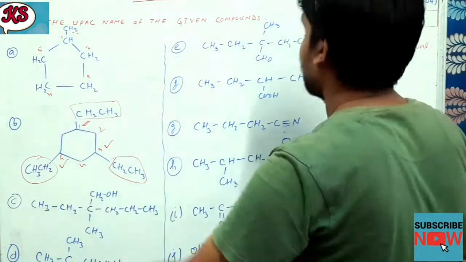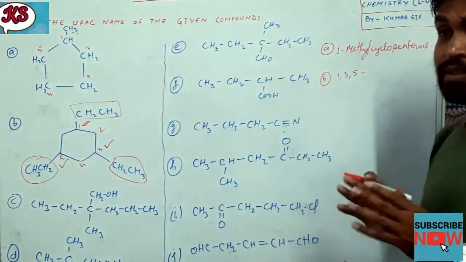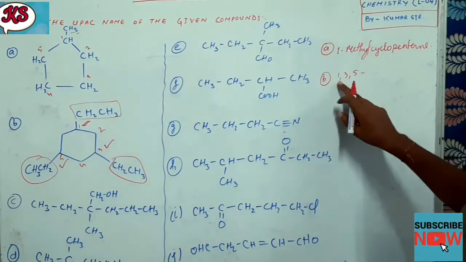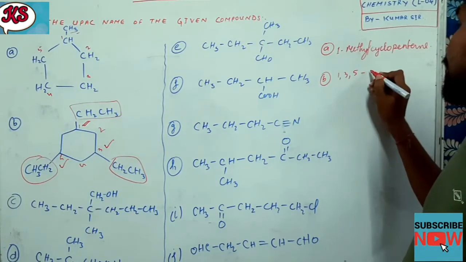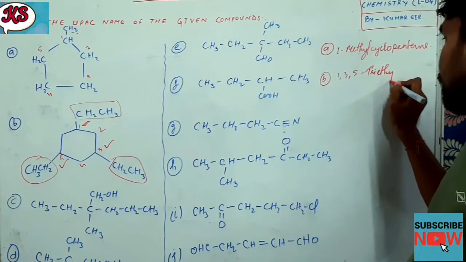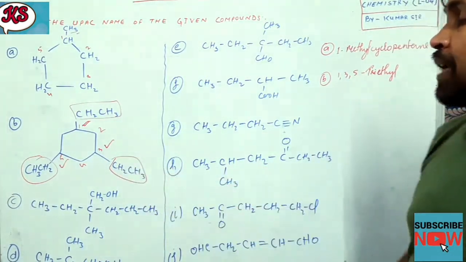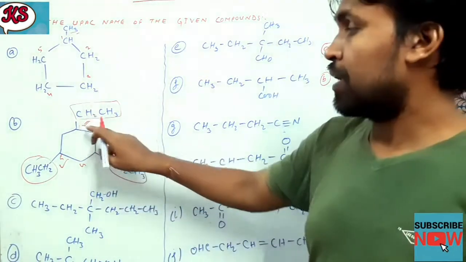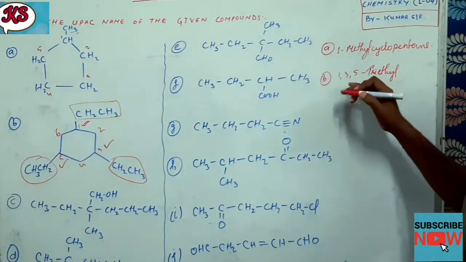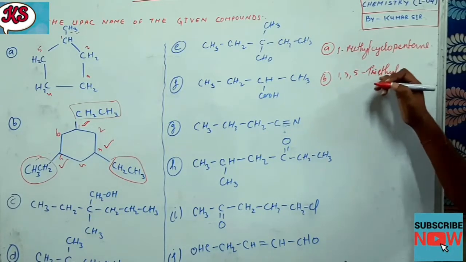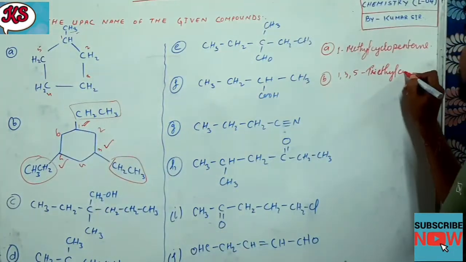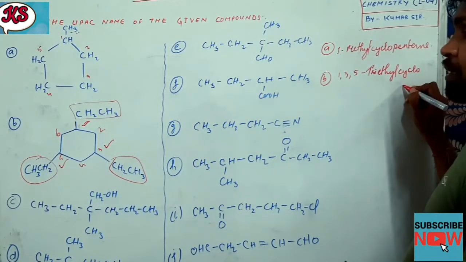1, 2, 3. And if same thing, branch is repeated again and again, then we have to use di, tri, I told you. So it will be 1, 3, 5 triethyl. These are ethyl, and total number of carbon in the main chain is 1, 2, 3, 4, 5, and here it will be 6. So 1, 3, 5 triethyl, and this is a closed structure or not? So we'll be writing it cyclohexane.